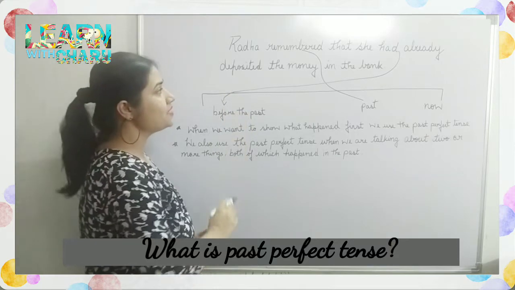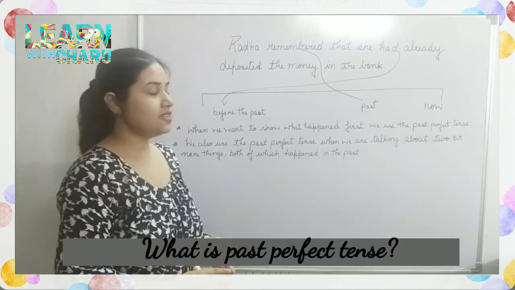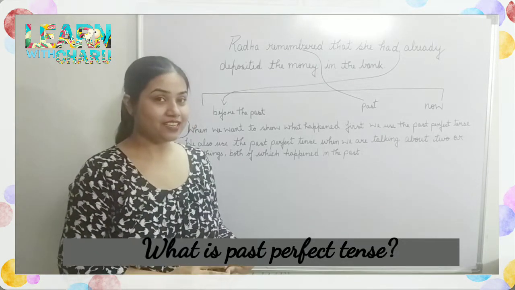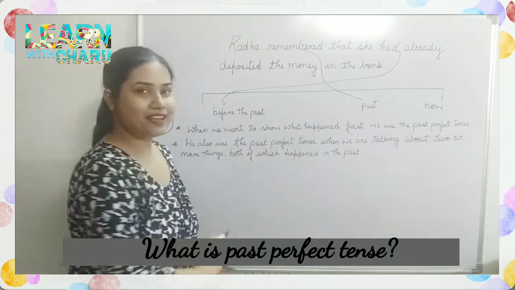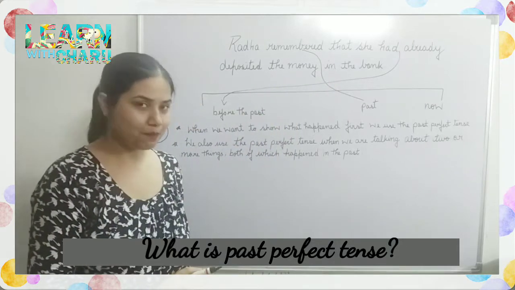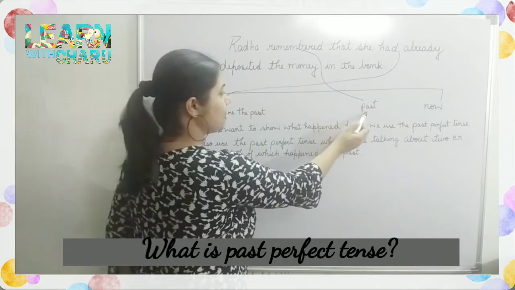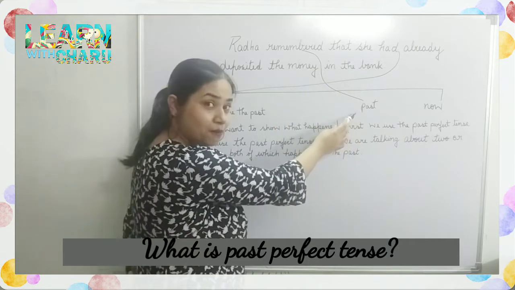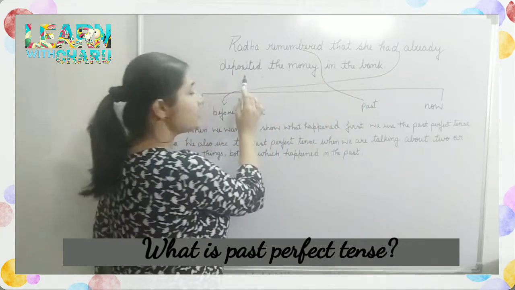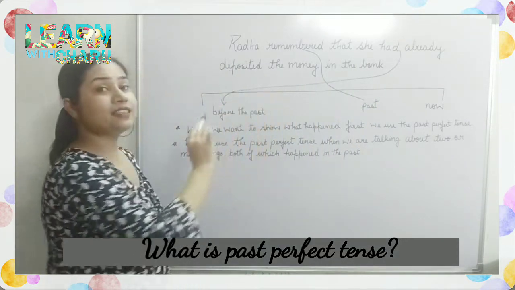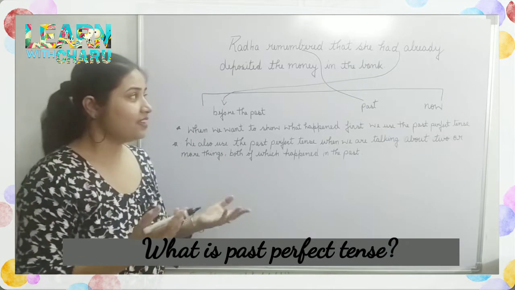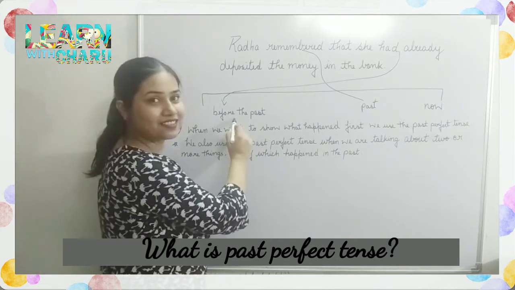So look at the sentence. Radha remembered that she had already deposited the money in the bank, right? Now look at this timeline. Radha remembered is the past tense. What she remembered? That she had already deposited the money in the bank. This is the before past, right?